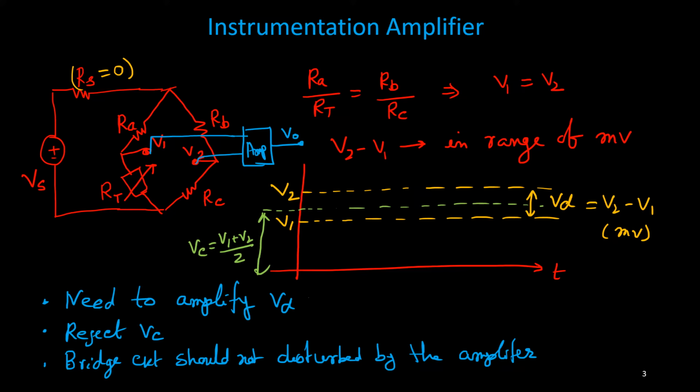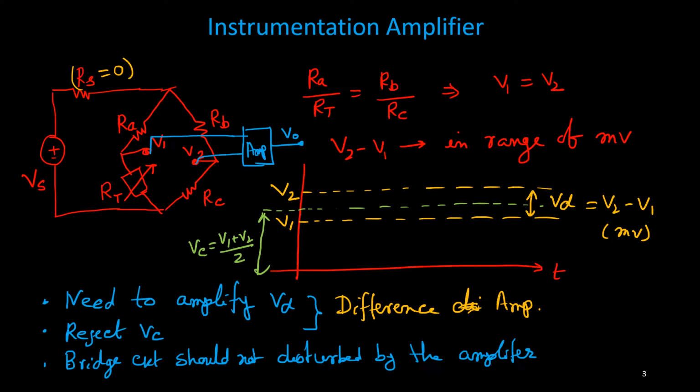To satisfy these first two, that we need to amplify only the difference voltage and we wish to reject the common voltage Vc, we can use one difference amplifier. And that thing we have discussed in the last class. So again I will use this difference amplifier, but that difference amplifier may not be suitable for this case. Because of the third one, the bridge circuit should not be disturbed.